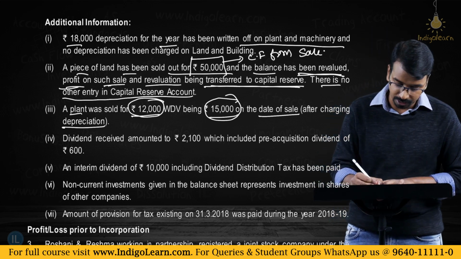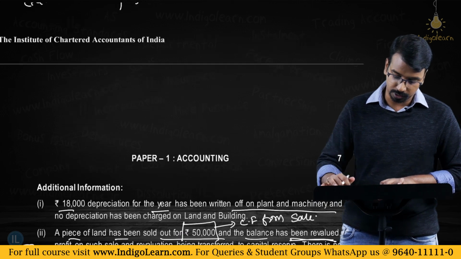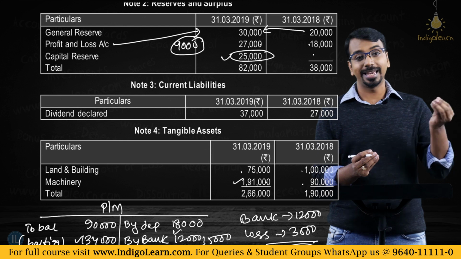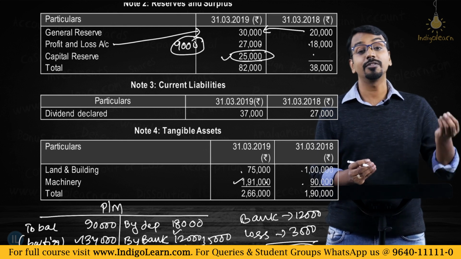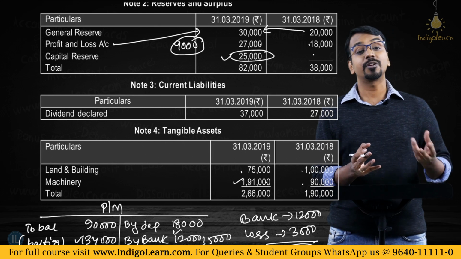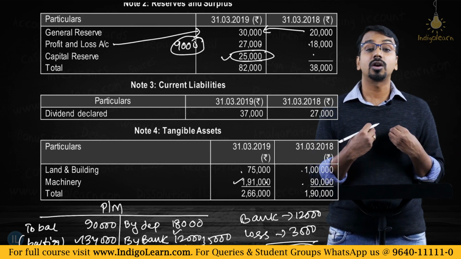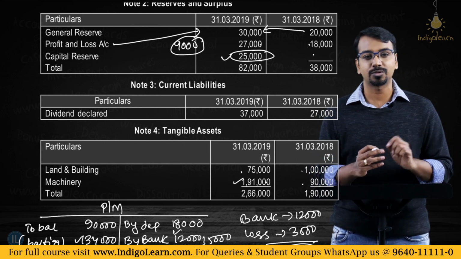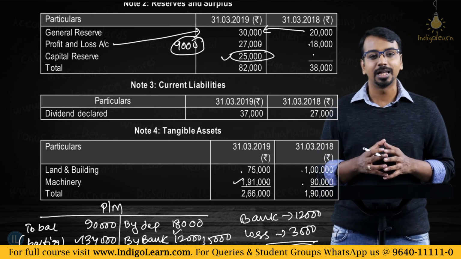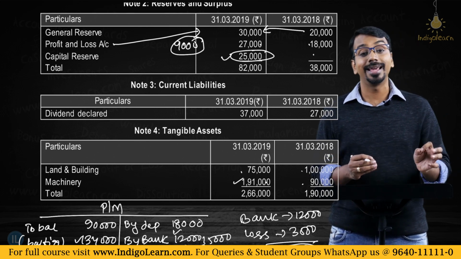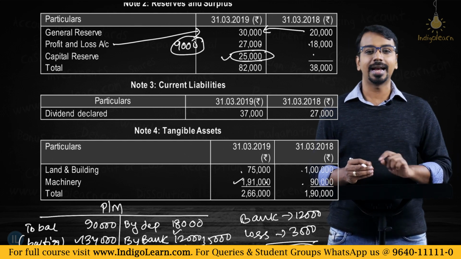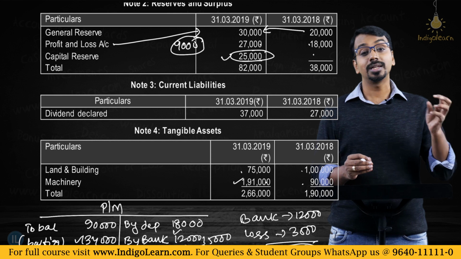What is the balance in capital reserve? 25,000. So this entire 25,000 represents profit on sale of land and revaluation of balance land. On revaluation anyways there is no cash impact. As far as profit on sale is concerned, we are not concerned with profit on sale in the cash flow statement. What we need is what is the cash inflow from sale of land. What is the cash inflow from sale of land? In this case, cash inflow from sale of land is 50,000. That is what is relevant.